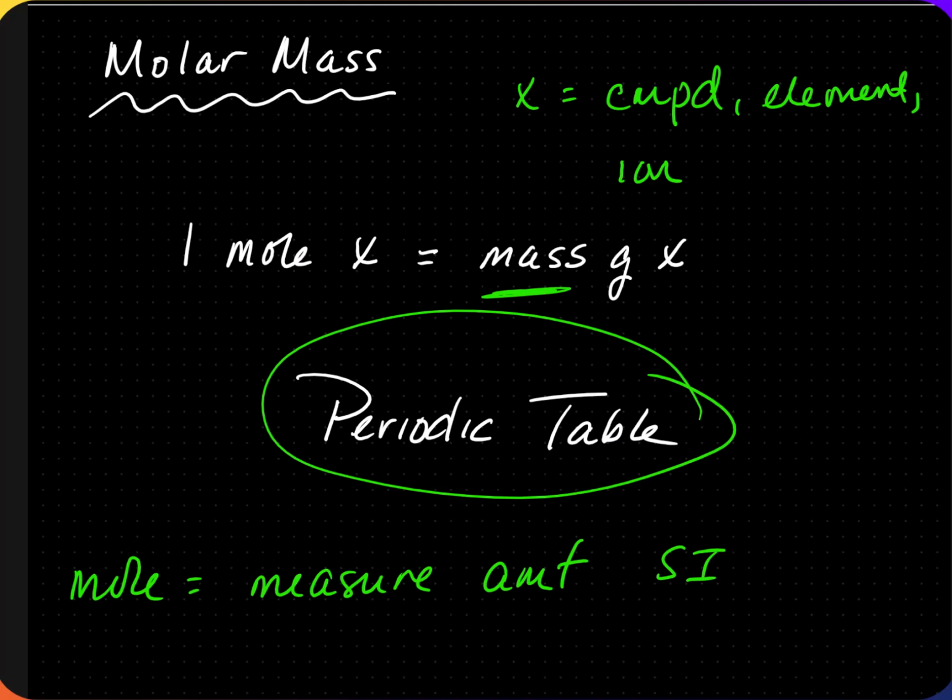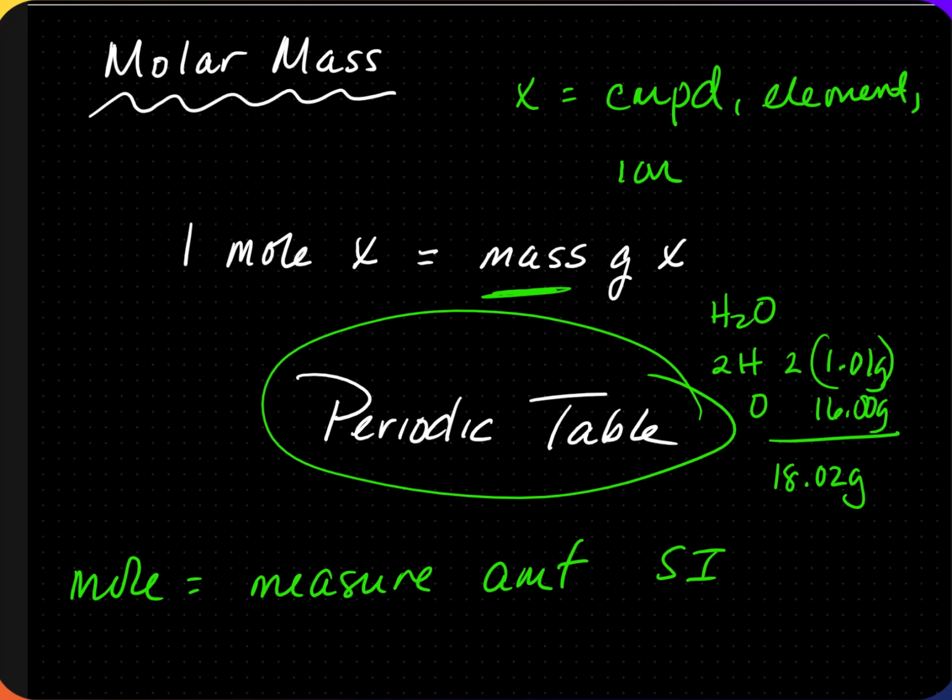So for example, if we have water, H2O, it has 2 hydrogen. Each hydrogen is 1.01 off the periodic table. Since there is 2, we need to multiply by 2. And then the mass of oxygen off the periodic table is 16 grams. If I add this, this is going to be 18.02 grams. So this tells us for water, 1 mole of water is equal to 18.02 grams of water off the periodic table.